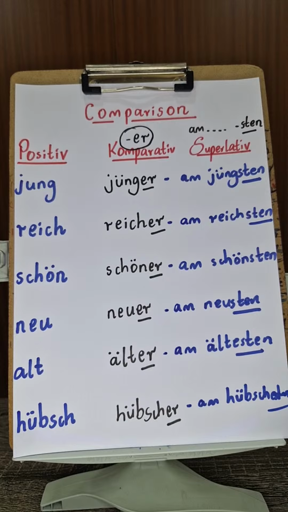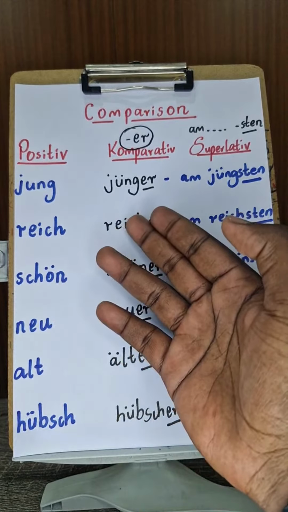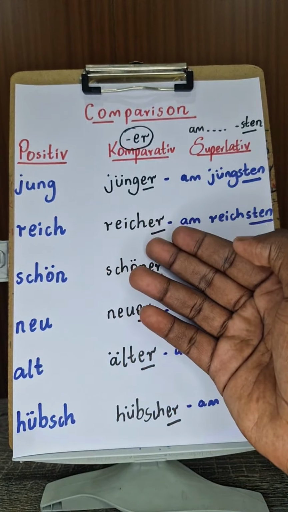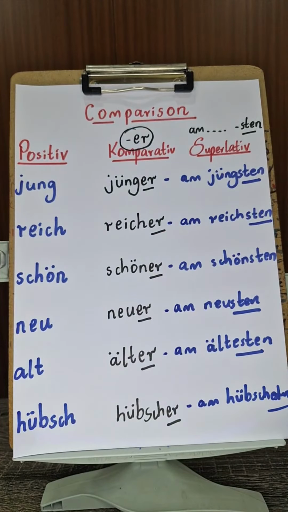Any other example? I'd like you to give us any other example of an adjective. Remember, you simply take the adjective in the positive, in the comparative you add er as indicated, and in the superlative you do what? You have am and the ending en. All right.